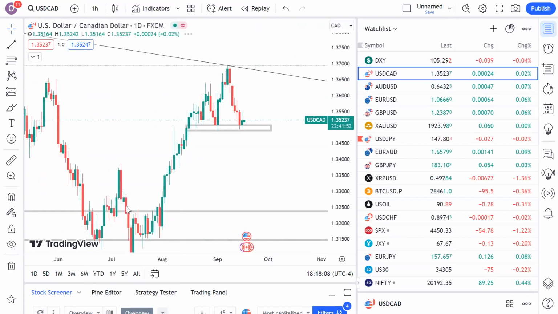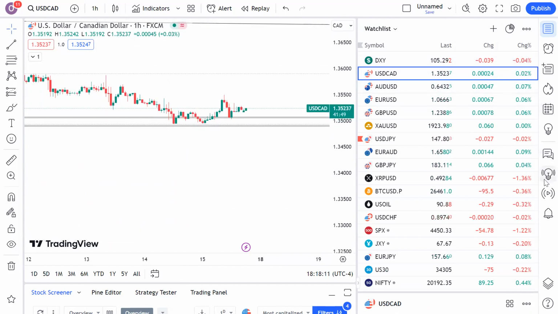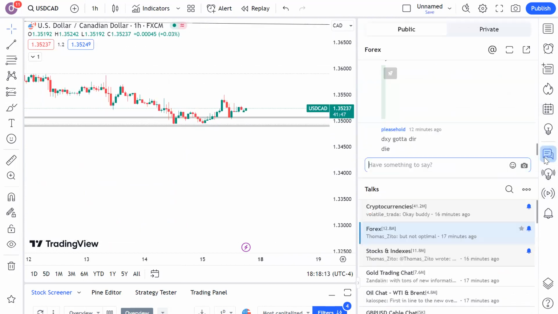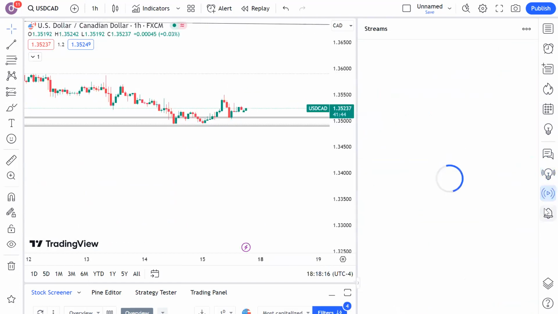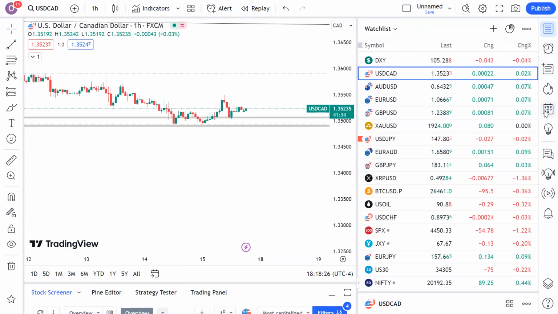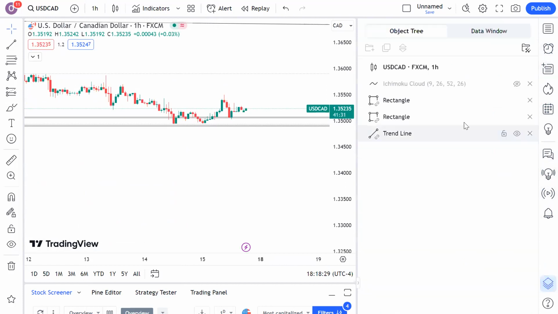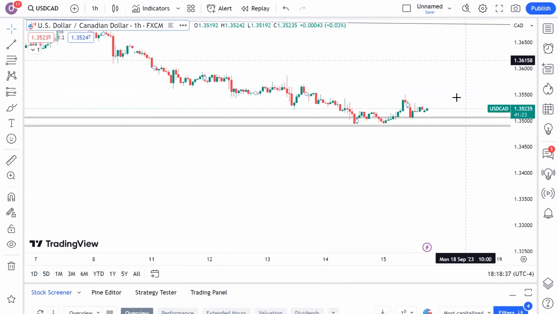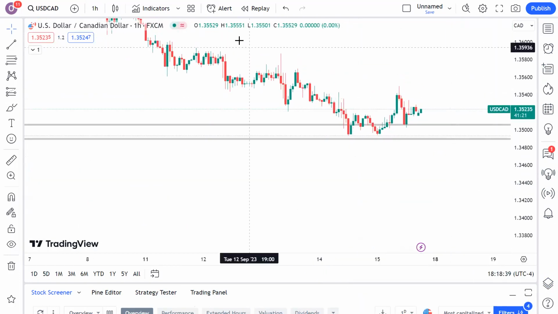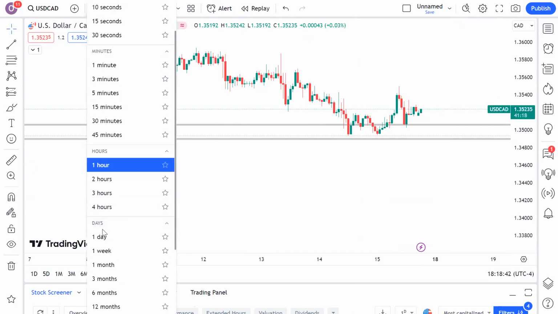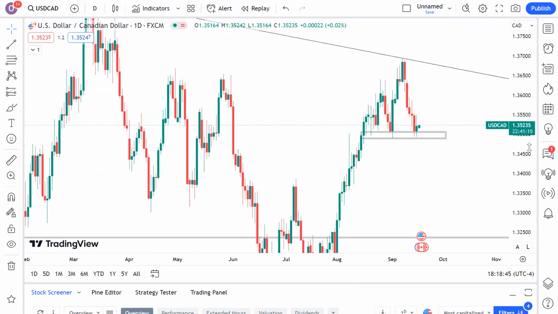On USD CAD, if anybody's watching as a continuation from my last video, let me pull this up here. Where is it? All right, so I'm just trying to show where I bought from. I guess I deleted it though. All right, whatever. We could just redo the analysis, but I'll just show where I'm at. So I'm in a USD CAD buy still from last week.